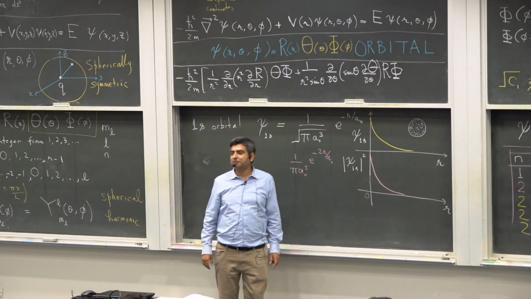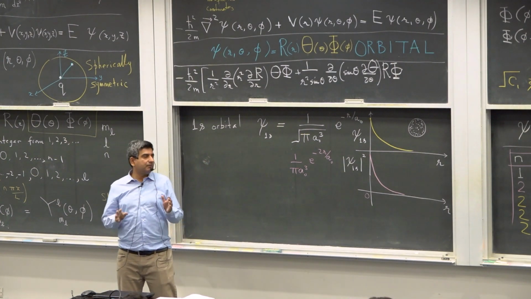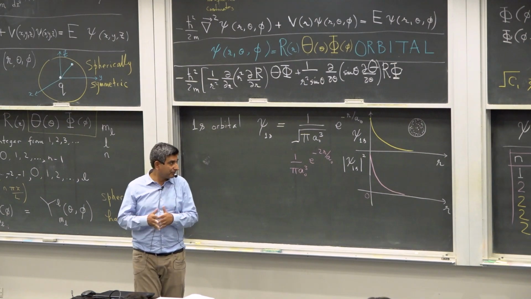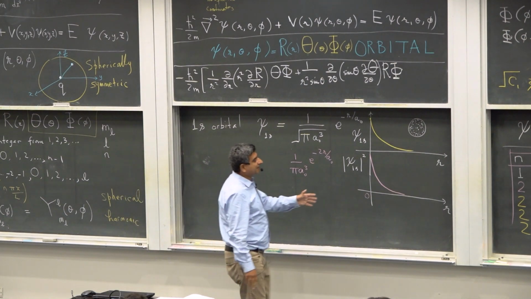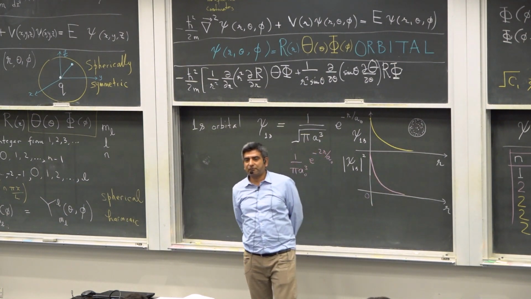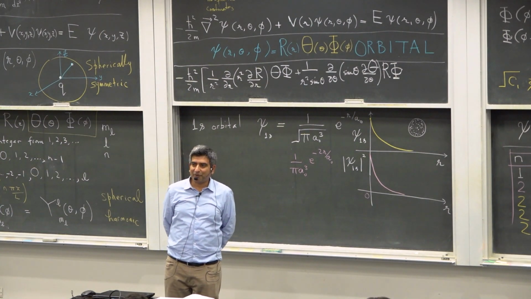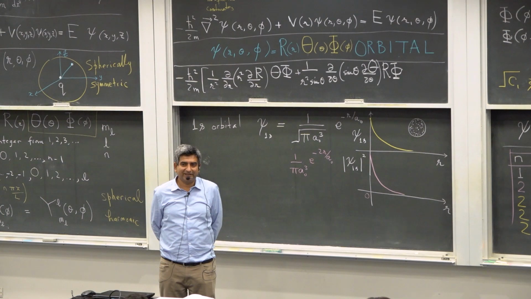Because of this, this is not psi square. This psi square does not really represent, this is not representative of the probability density for a good reason. I want to explain that in some detail.